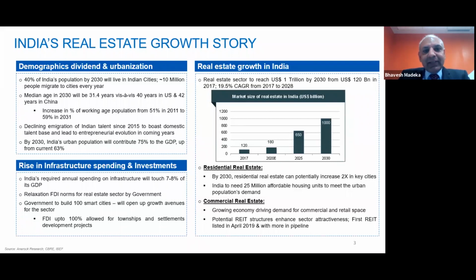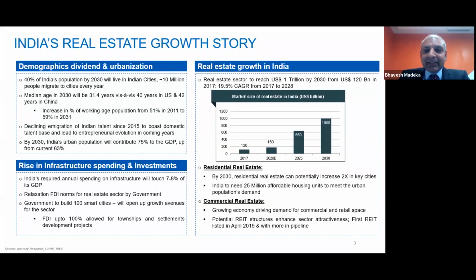So effectively, the next factor is that for such a young population, we would require a phenomenal amount of real estate. And therefore, the government was spending on the infrastructure side too, and it was relaxing the FDI norms. And as I said, the government wanted to build 100 smart cities. Now, where we were and what we wanted to achieve by 2030, all the estimates were talking about a $1 trillion economy by 2030 from the real estate sector, with a CAGR of about 20%.